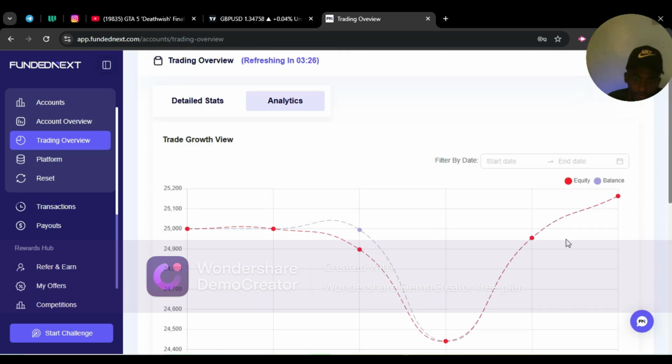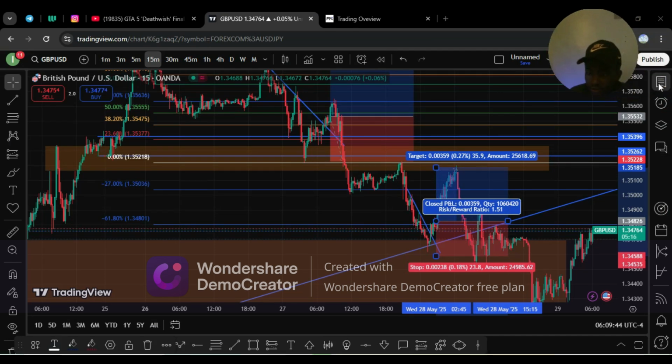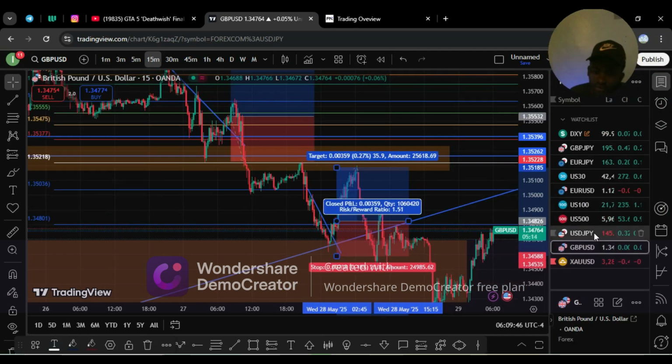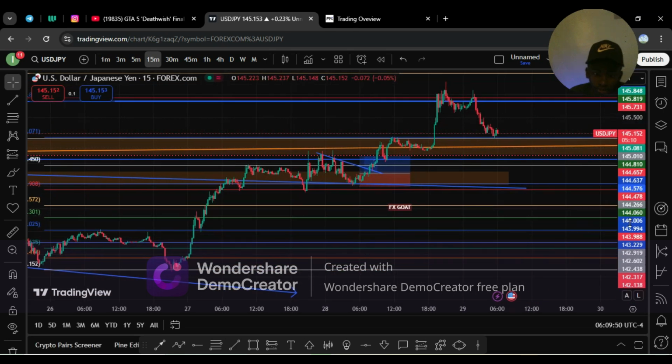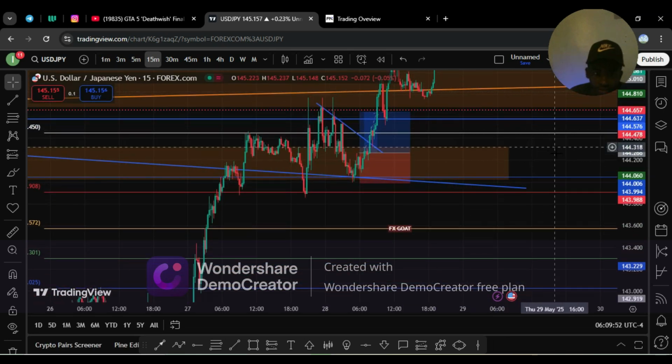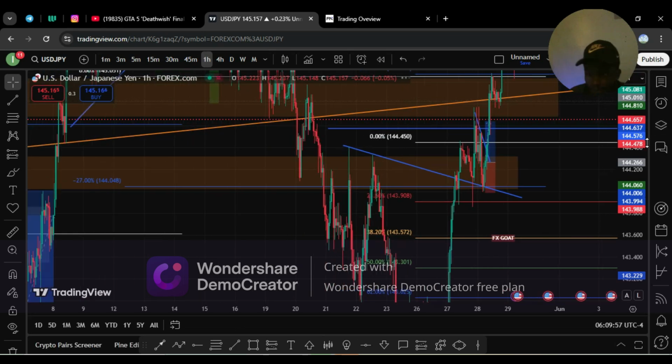Yeah, so this was the first trade that I took, the GU trade, and which made me go back to break even guys. So let me show you, this was the second trade guys. The second trade was on USD JPY, and also another reason why I took this trade was, as you can see on the 1 hour guys. Let's go back to the 1 hour.